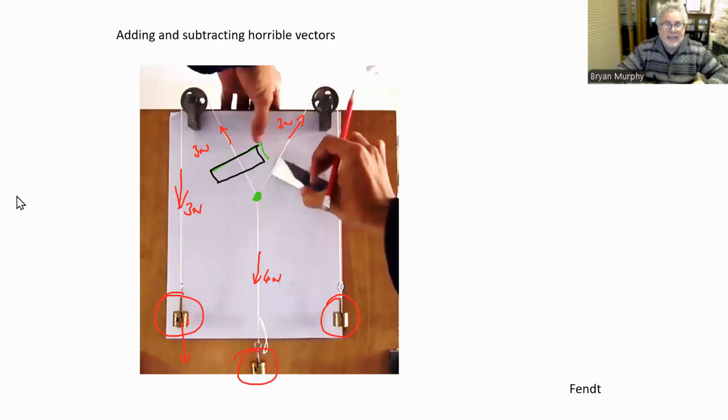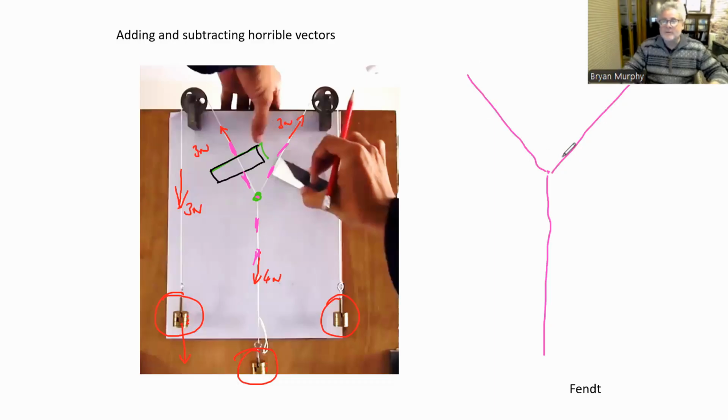You draw a line like this and a line like that. On the other side, you do a line there, and a line there, and a line there, and you put a blob on the paper as close to there as you can get it. Then you take it all away, and then you draw your scale drawing. So you've got your directions like that, and you've got your 3 newtons.